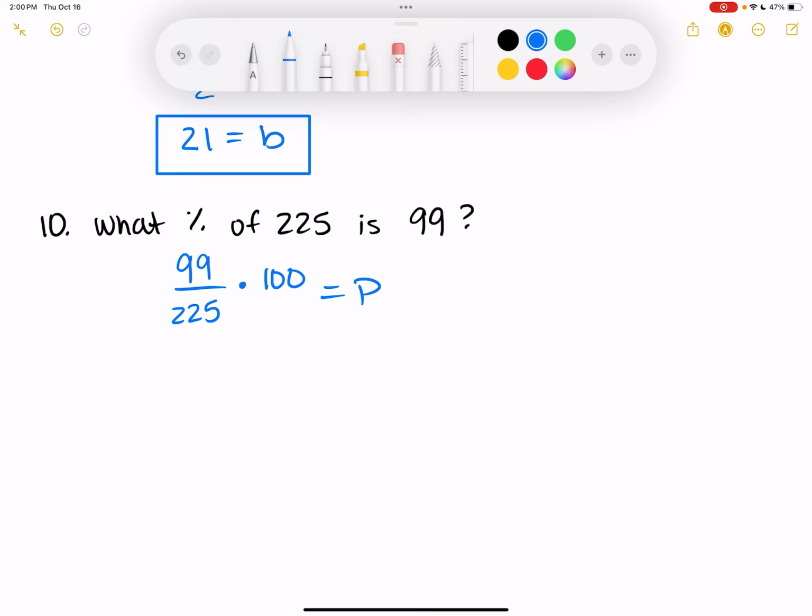So then you can do 99 divided by 225, and then multiply that by 100. Or you can just take, if it's a decimal, move your decimal 2 places to the right and get your percent, but 44% is P.